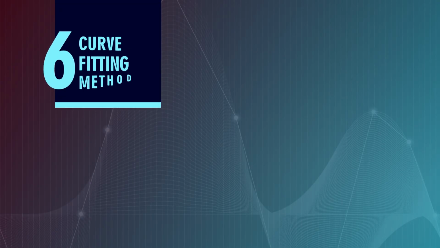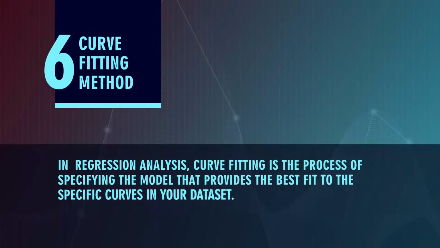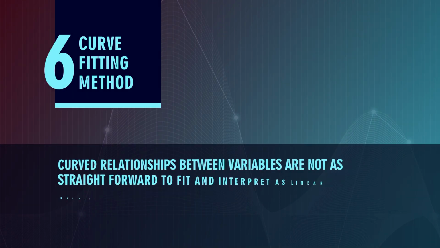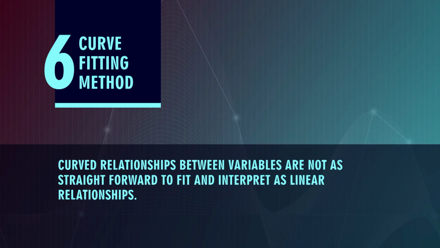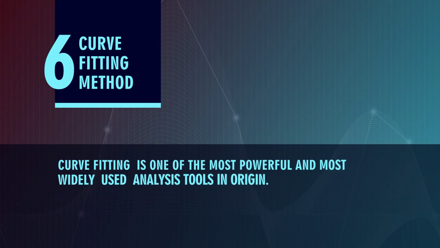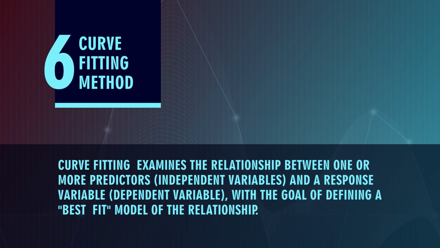And on the other hand, we have another form of measuring trend, which is called the curve fitting method. In regression analysis, curve fitting is the process of specifying the model that provides the best fit to the specific curves in your data set, and curve relationships between variables are not as straightforward to fit and interpret as linear relationships. Now the question is, why is curve fitting used? Because curve fitting is one of the most powerful and widely used analysis tools in Origin, and it examines the relationship between one or more predictors, that is independent variables, and a response variable, the dependent variable.